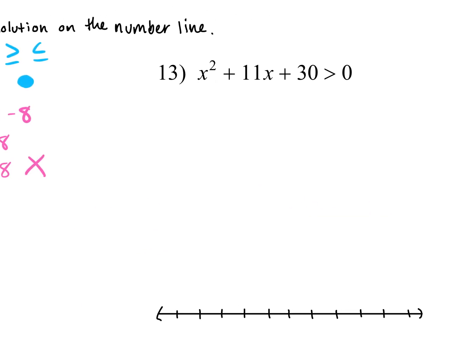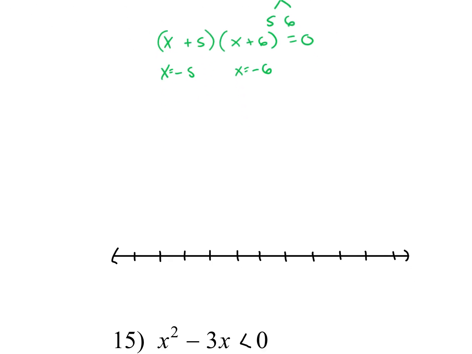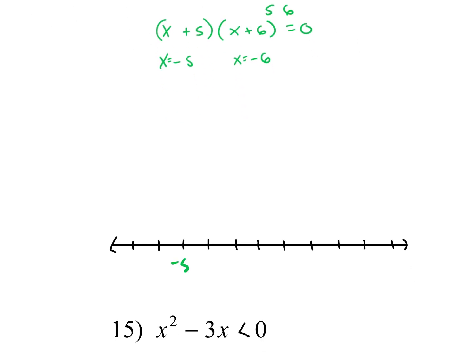So let's take a look at 13. So I have to factor. What are 2 factors of 30 that add to 11? 5 and 6. So I have x plus 5 and x plus 6. I'm just going to say it's equal to 0 for now because we'll deal with the greater than sign at the end. So we put them on the number line. So I could say negative 5, negative 6. Negative 6 would be to the left because that's smaller.